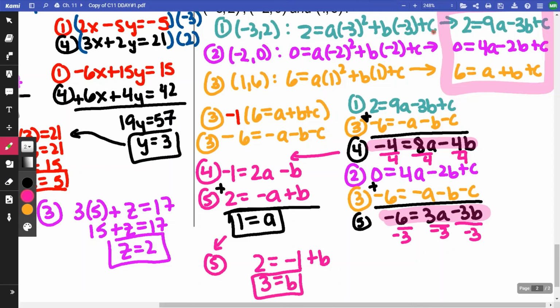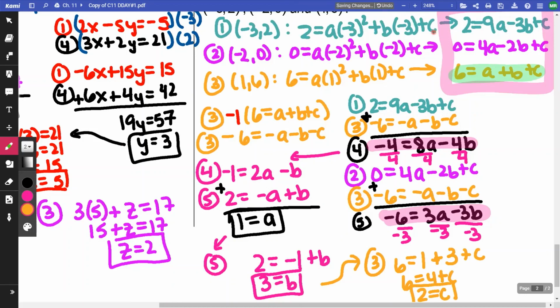And now I think I'm going to go back up to the top. And the equation I'm going to use, I think, is number 3, the one with the 6. So I'm going to plug this into number 3. So I'm going to have 6 is equal to a, which is 1, plus b, which is 3, plus c. So 6 is equal to 4 plus c. So I end up with 2 is equal to c.